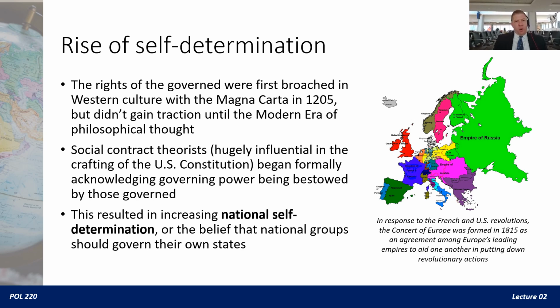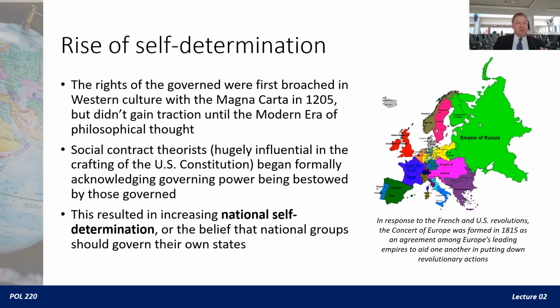So we're going to talk a little bit more, and we're going to skip ahead here a little bit. We're going to get into the 20th century, because we start to see a lot of movement in terms of international relations policy then. But let's talk first about this rise of self-determination. You didn't really get a philosophical acknowledgement of the rights of the governed or the rights of citizens until the 1205 Magna Carta, and this really didn't gain traction until the modern era of philosophical thought.